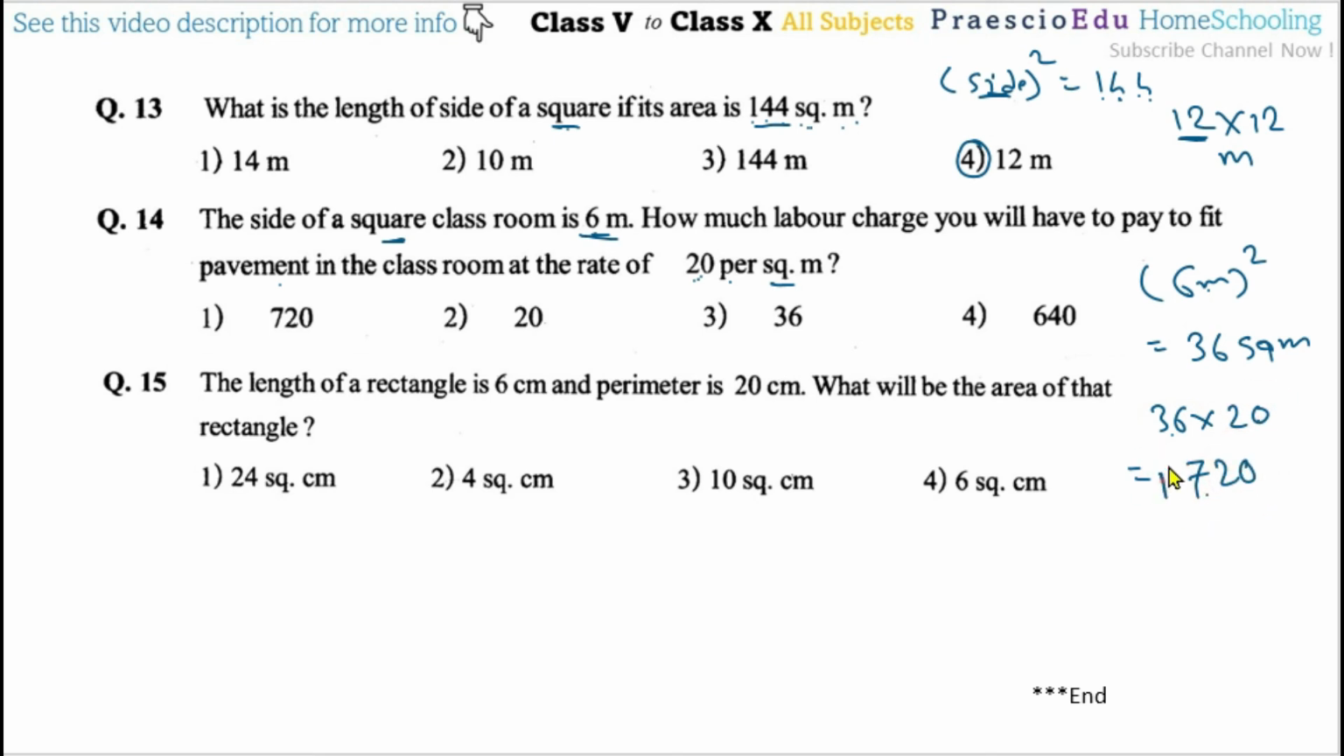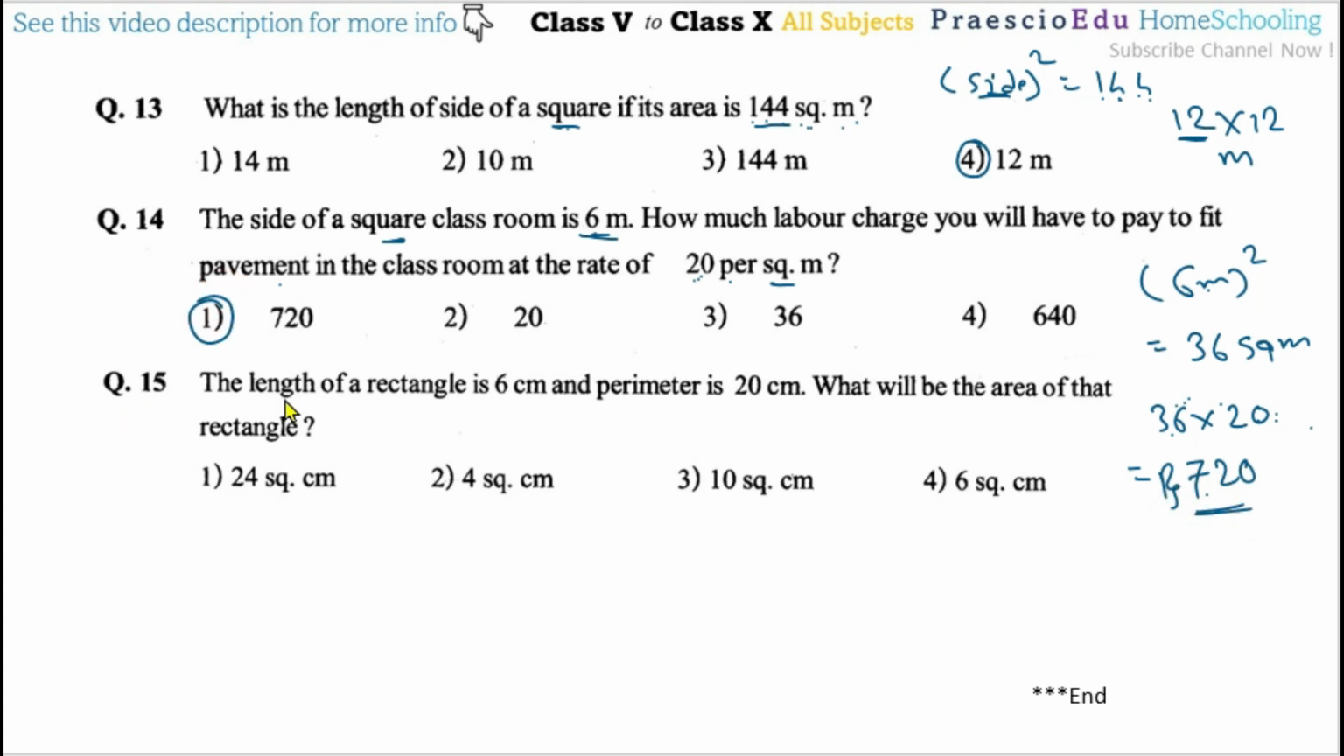So this is in rupees, because this is square meter and this is per square meter, so the square meter and square meter are gone and only the rupees will remain. So it means 720. So this is given in option number 1.